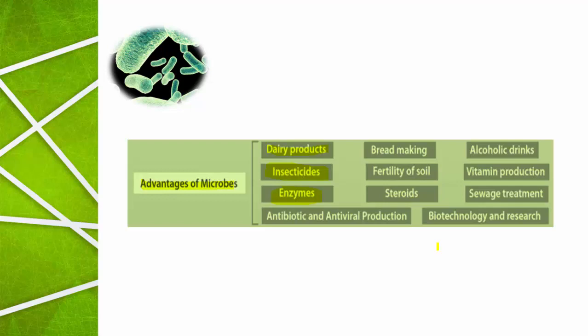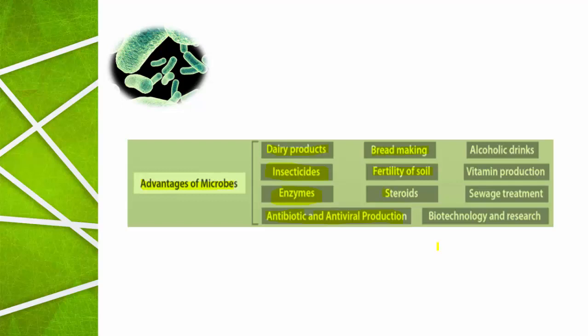Even they are used in the production of antibiotics and antivirals. Antiviral means against the virus. Antibiotics are usually active against bacteria and antiviral productions are against viruses. Bread making, yeast is used in the production of bakery items. Fertility of the soil: bacteria are able to fix the atmospheric nitrogen. They increase the nitrogen content of the soil and make the soil fertile.